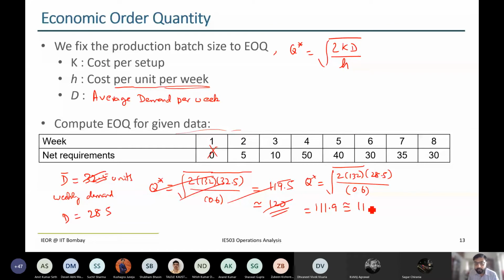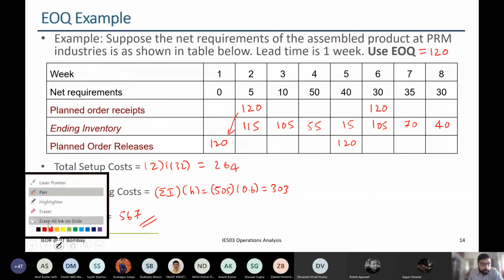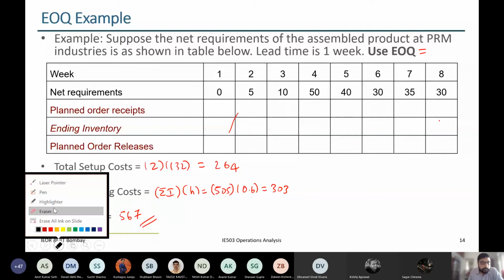111.9, which is, let's take it as 112. So it's not 120, it's 112. So that will again change these numbers. So maybe easier to erase and do it again. The method doesn't change, it's just the actual values.